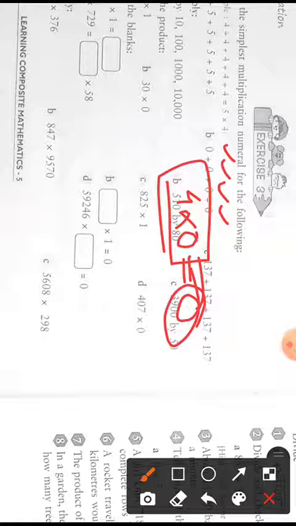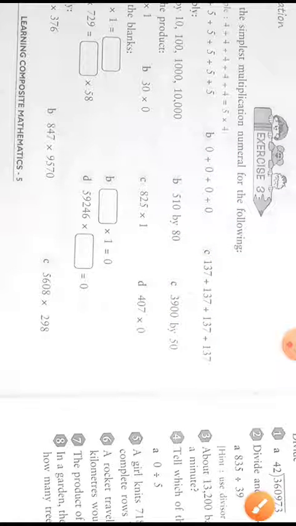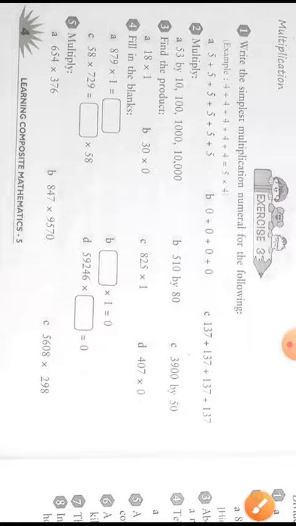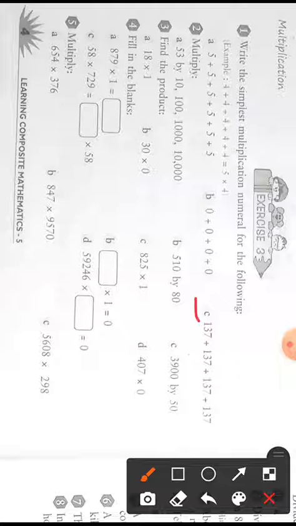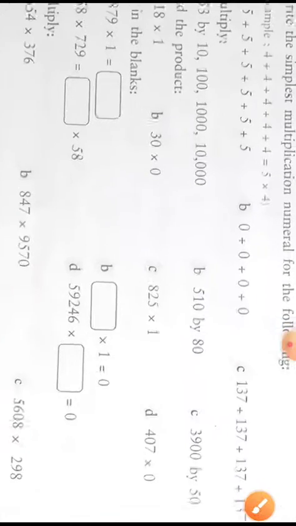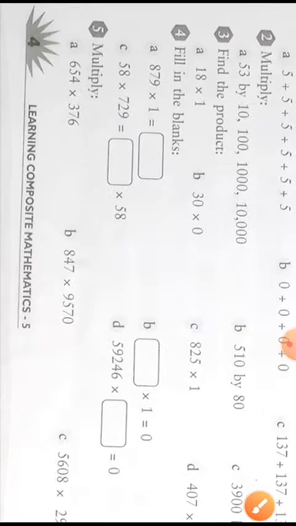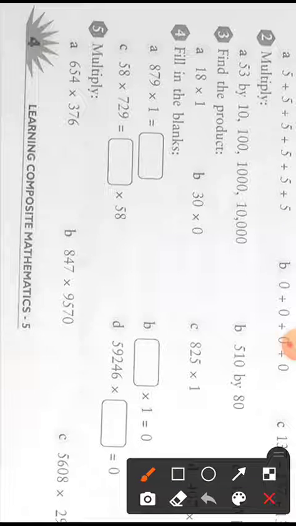Okay, so though we don't have to write the answer as 0, this one is more important, 4 into 0. Number C I left it for you as your homework. You do it as your homework. Then let us move on to the next question. That is the next question: multiply 53 by 10, then by 100, then by 1000, then by 10,000.